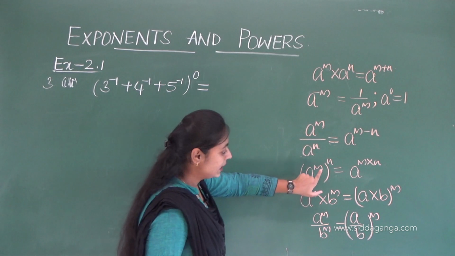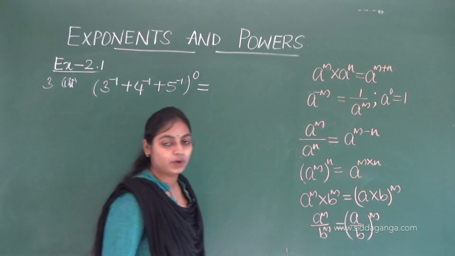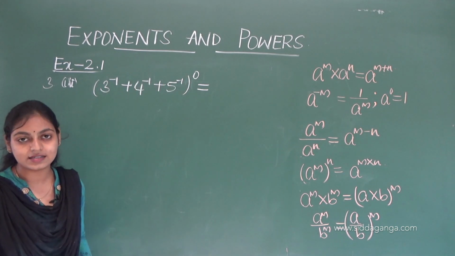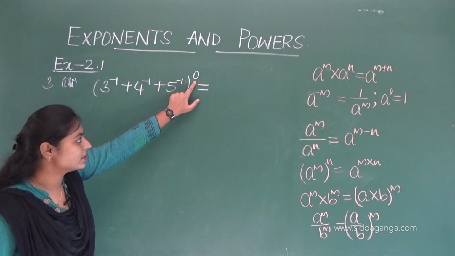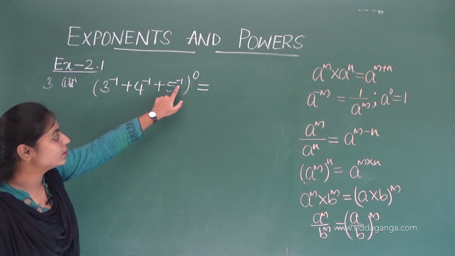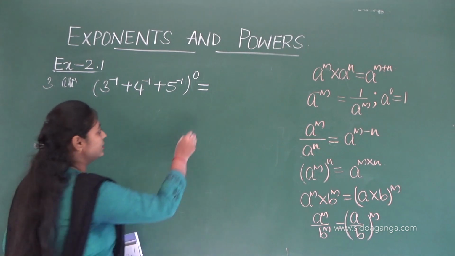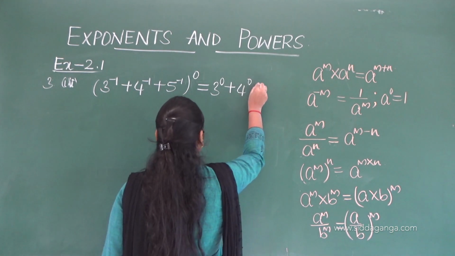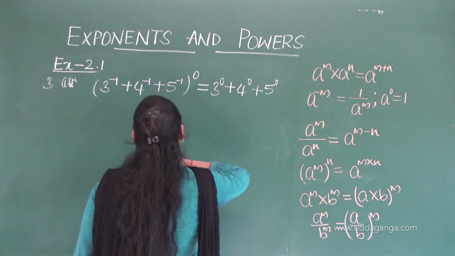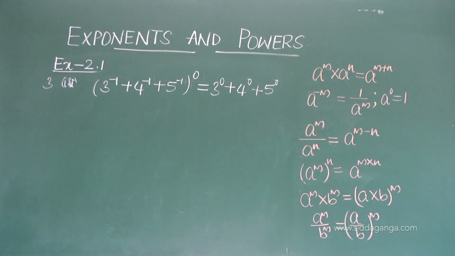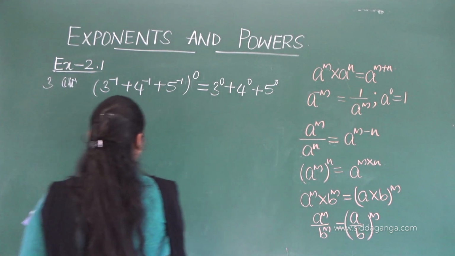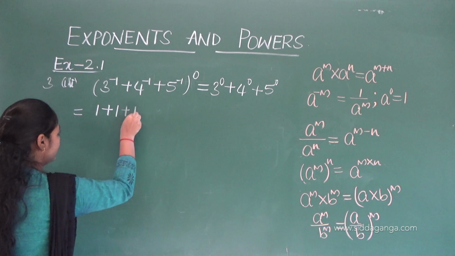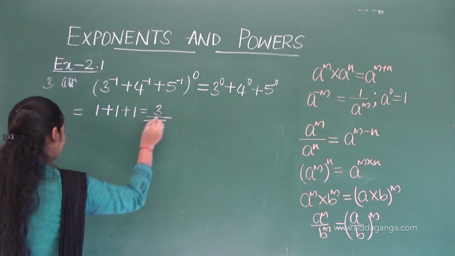Which law do we apply? a power m whole power n is equal to a raised to the power of m into n. So if you multiply any number by 0, we again get 0. -1 into 0 is 0, -4 into 0 is 0, -5 into 0 is 0. That is 3 to the power of 0 plus 4 to the power of 0 plus 5 to the power of 0, which is equal to 3 power 0 is 1 plus 4 power 0 is 1 plus 5 power 0 is 1, that is equal to 3.